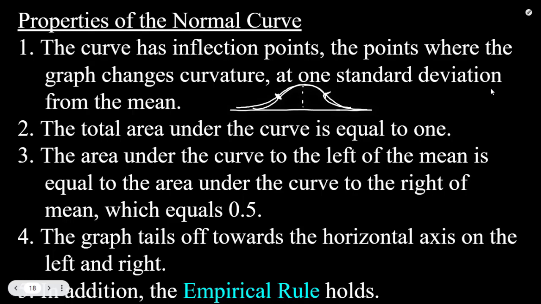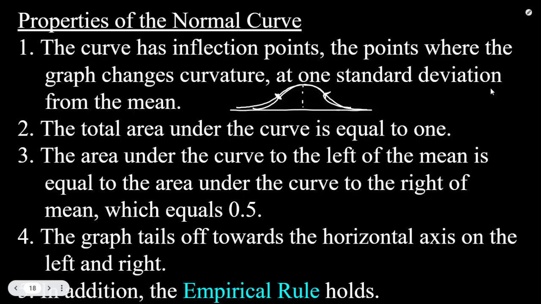from the mean. The total area under the curve is equal to 1, and that makes sense because it's representing our probability, and we know probability always equals 1. So that's the second characteristic. The third one, the area under the curve to the left of the mean is equal to the area under the curve to the right of the mean, which equals 0.5, and we already saw that in the picture that it was 50% to the left and 50% to the right. So as a decimal, that's 0.5.